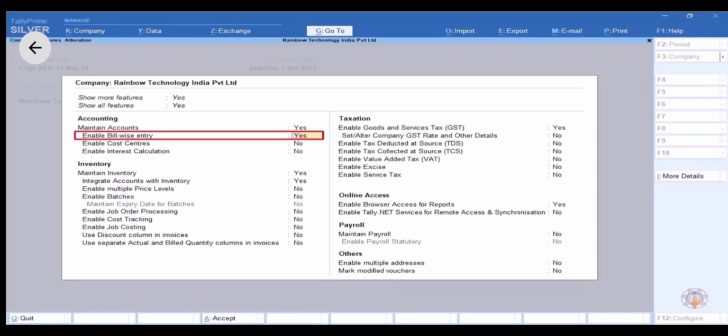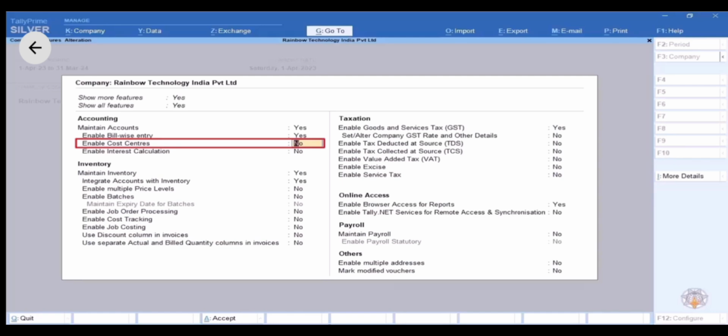Bill-wise feature is used in all types of business industry. That's why the Bill-wise entry feature in Tally Prime is set as Yes by default. Next, enable Cost Center. Cost center or profit center can be said to be a unit of the whole business organization. Cost center feature in Tally Prime is used to track the expenses and revenue of a particular business unit.